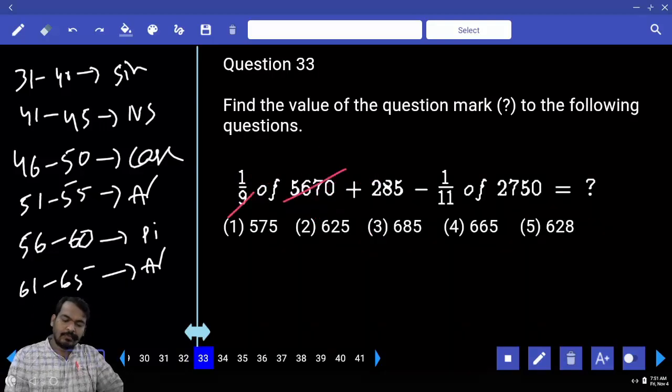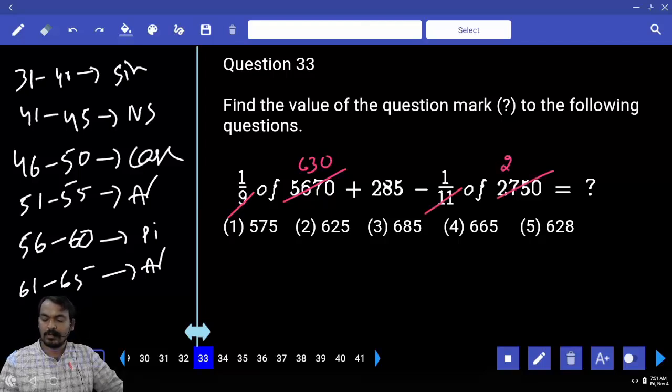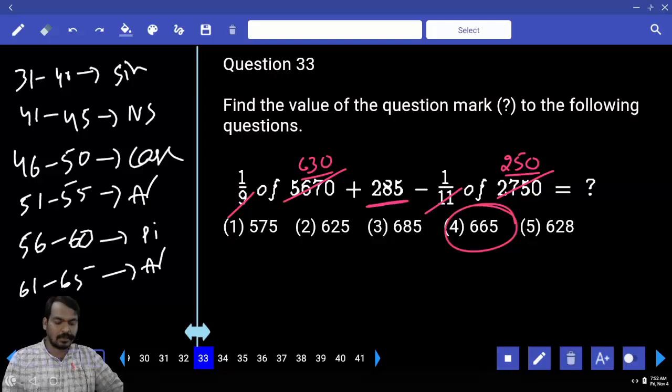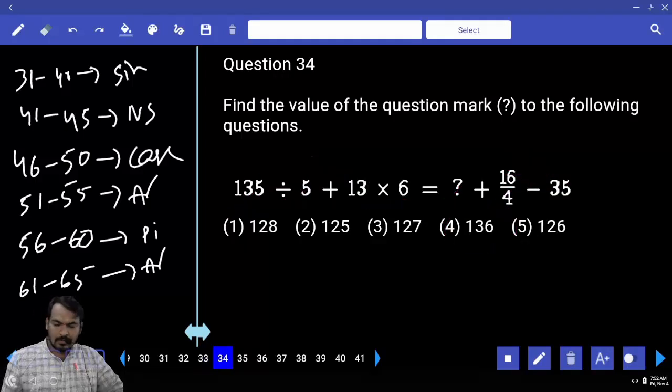Next question number 33. 9 how many times 56? 6 times. Again 3 times? It is 630. Next 11 how many times 27? 2 times. Again 5 times? Okay. What is the difference between 285 and 250? 35. 630 plus 35, 665.